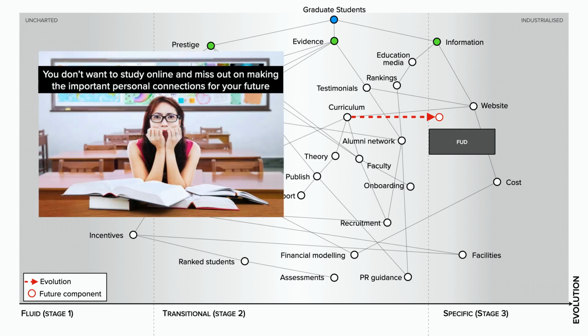You don't want to study online and miss out on making the important personal connections for your future business network, our marketing campaign might run. It might be a devilish move, of course, but what we're trying to do is make graduate students hesitate long enough for us to catch up and offer our own fully online version as well.